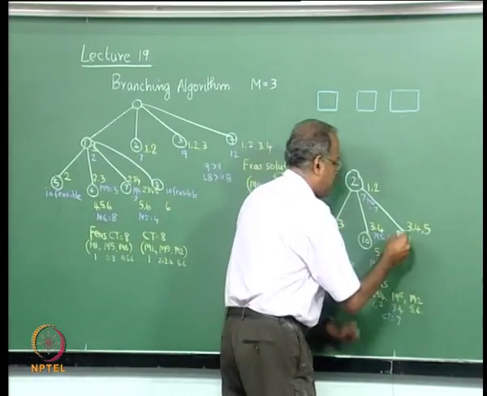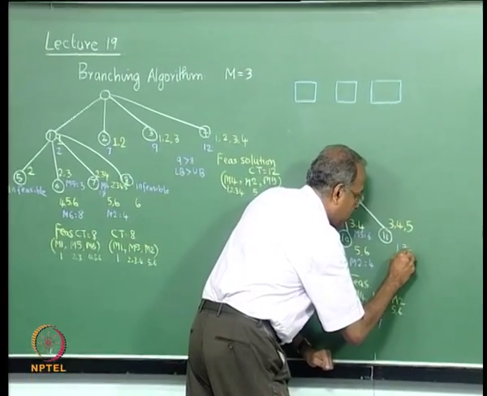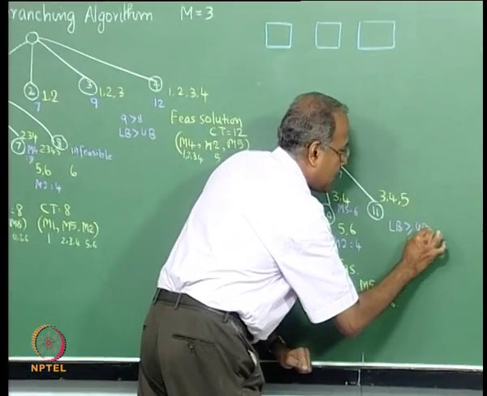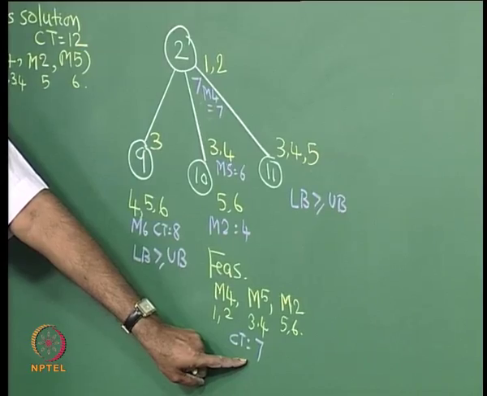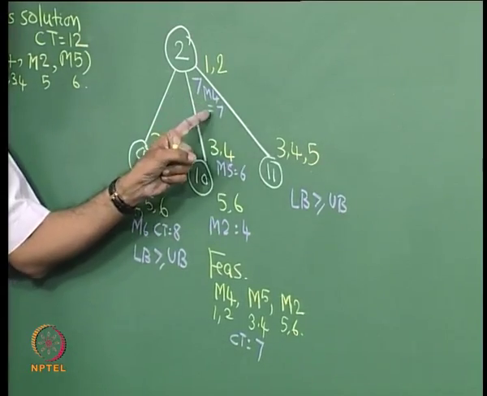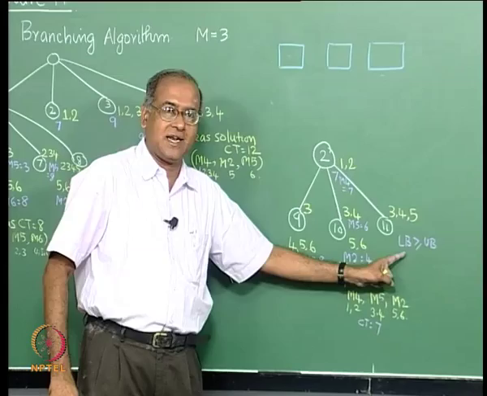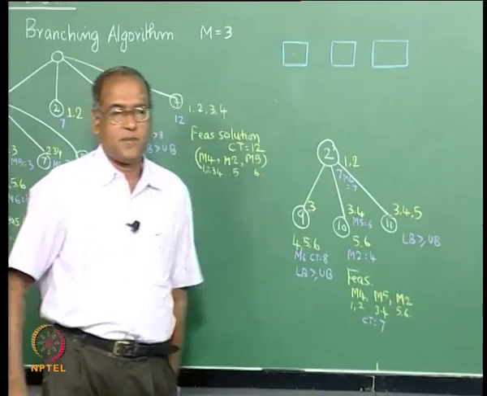So here I do not proceed, I say lower bound greater than or equal to upper bound, because upper bound is 7 now, feasible solution is upper bound. So from here already I know it is 7, I cannot get something less than 7, so I stop.